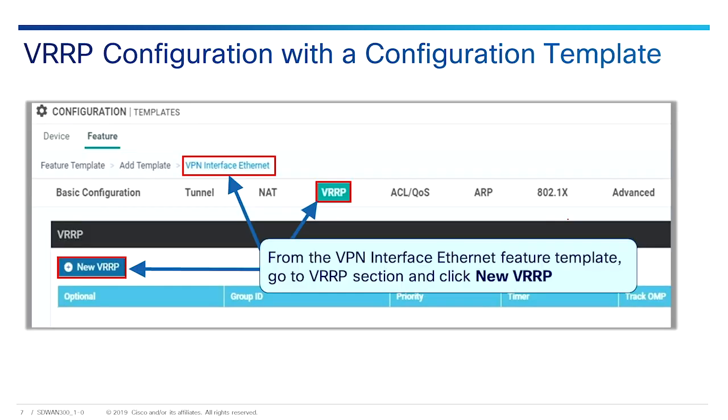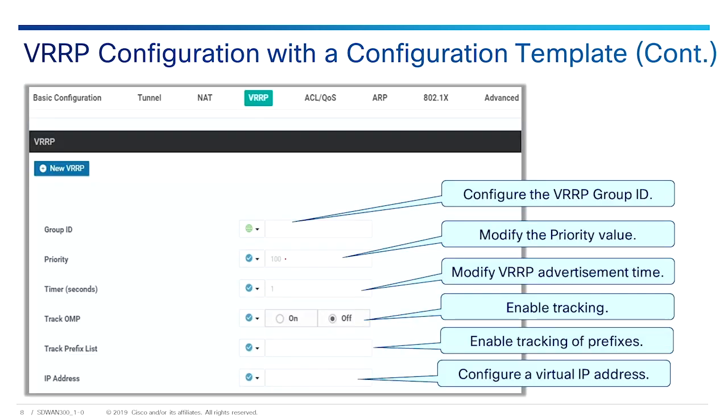VRRP is configured as a feature template, just like any other feature that we're going to deploy in the system. So we go to configuration, features, and then feature template. Then there'll be a box there that says VRRP in it. Select it, and then we can create a new VRRP template. We'll click New. And once we click New, we'll configure a VRRP group ID. We can modify a priority value here. Set a value from 1 through 254.